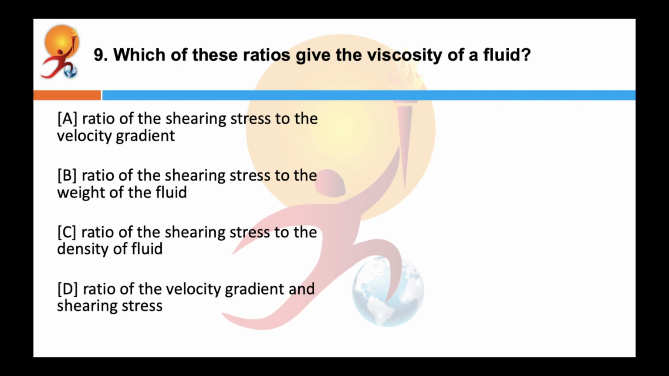Which of these ratios give the viscosity of a fluid? Correct answer is A. Viscosity is defined mathematically as the ratio of shearing stress to the velocity gradient in a fluid. It's represented by the Greek letter eta.